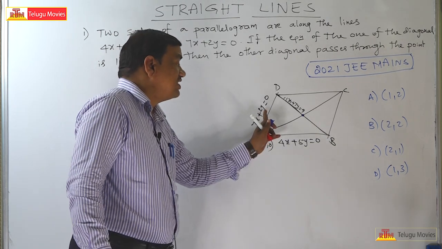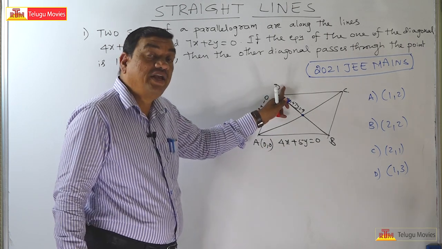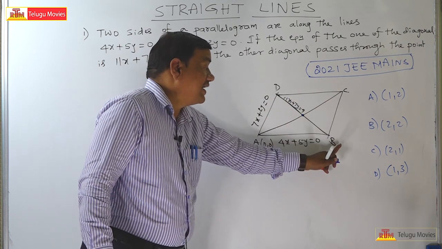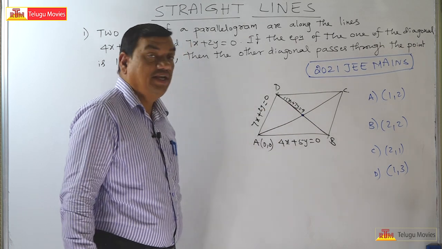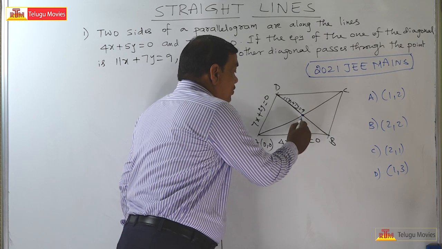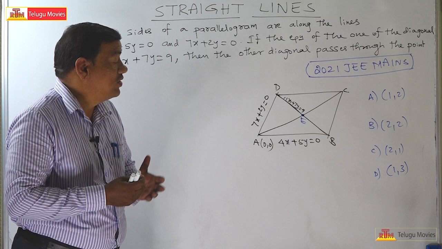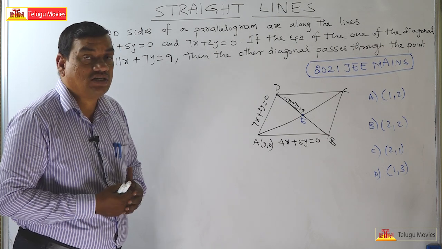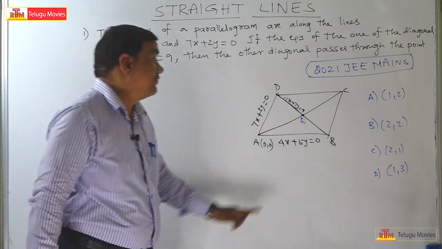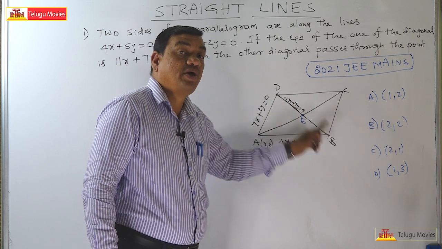By solving 7x plus 2y is equal to 0 and 11x plus 7y is equal to 0, we can get the coordinates of the point D. After getting the coordinates of B and D, we can call the vertices A, B, C, D, and E is the point of intersection of the diagonals. We know that in a parallelogram, diagonals bisect each other. Therefore, E will be the midpoint of BD.